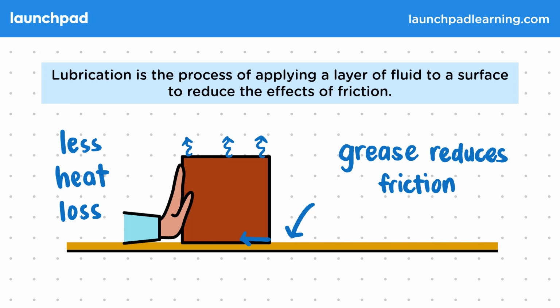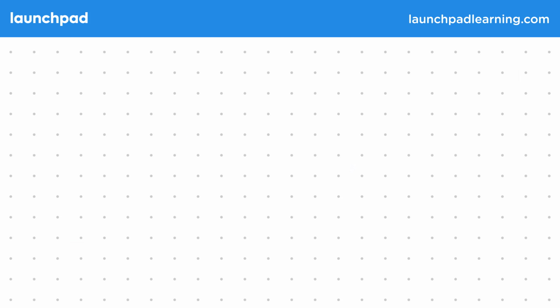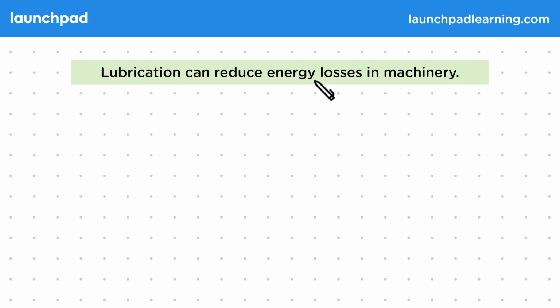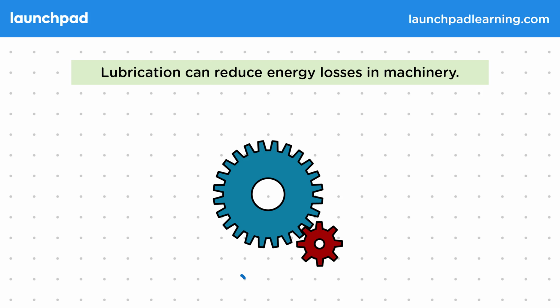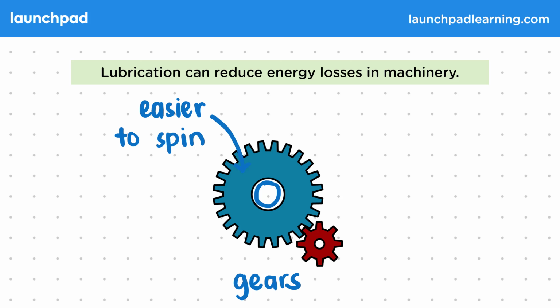But how useful is this? Can we perhaps use it in industry? Lubrication can reduce energy losses in machinery. So for example, we lubricate gears. Gears are easier to spin when they're lubricated as there's less friction between the gears and the pivots. This means less energy is required as there's less heat loss.